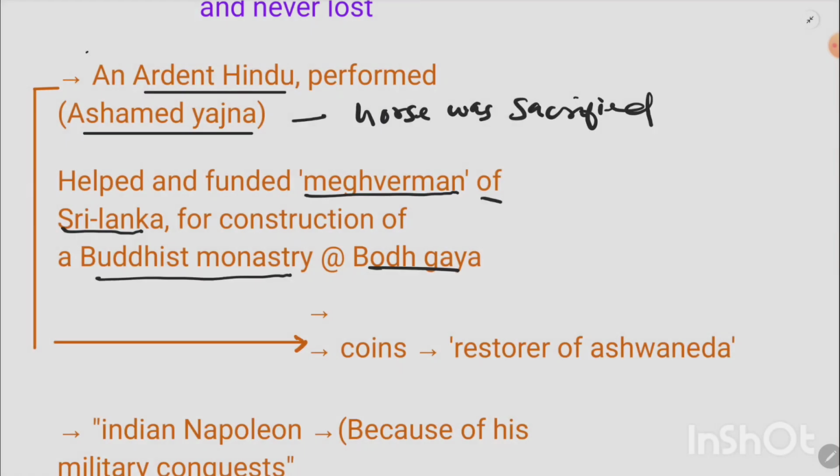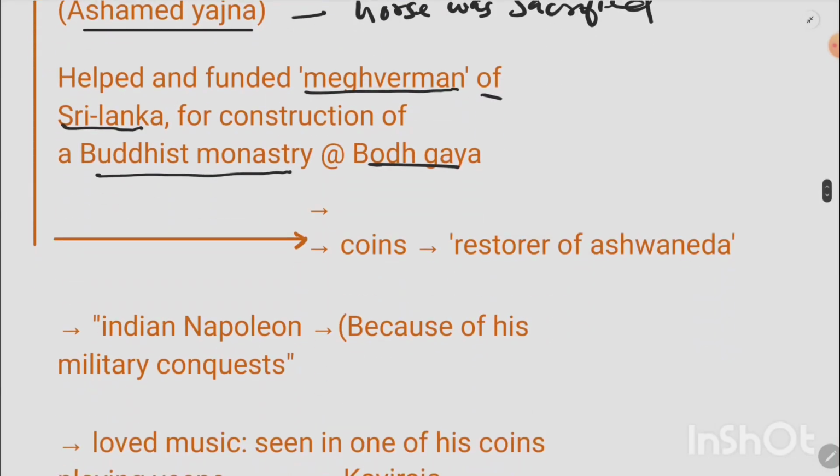Now what else? Samudragupta also had his coins, and on his coins he was given this epithet, restorer of Ashwamedha. Ashwamedha, as I have already told you, was a ritual in which a horse is sacrificed. It's a ritual associated with Vaishnavism or Hinduism.